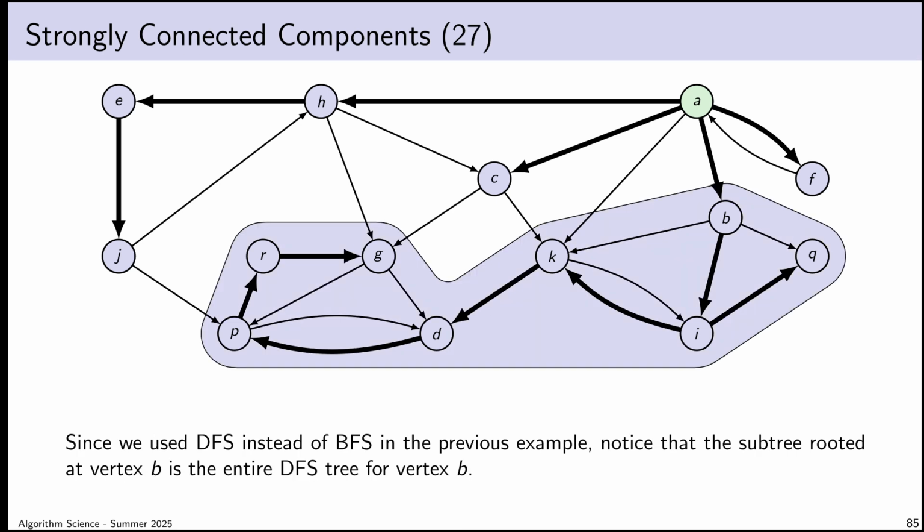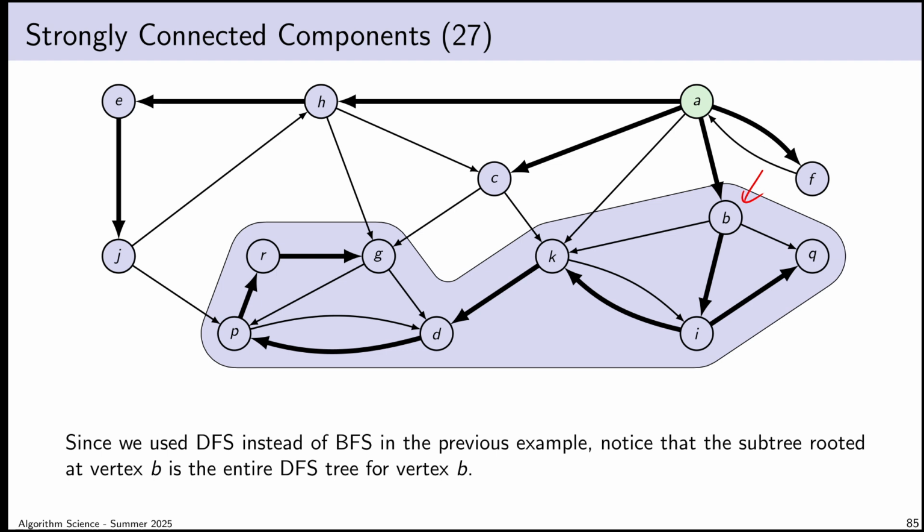Because we use DFS instead of BFS, and you saw me verify in real time that we did indeed use DFS on the slides, if I look at the DFS tree at vertex A and then examine the subtree of that rooted at vertex B, what I get is actually the entire DFS tree for vertex B. In other words, when I go back later and generate the DFS tree for vertex B, I am duplicating the exact same thing I had a minute ago as a subtree of the DFS tree of vertex A. That seems like redundancy we might be able to eliminate.